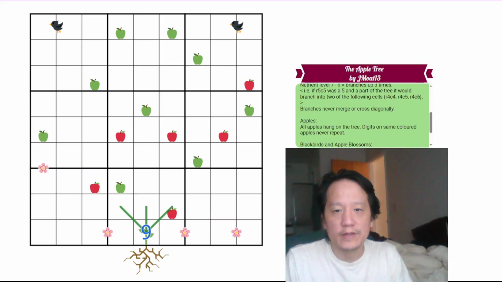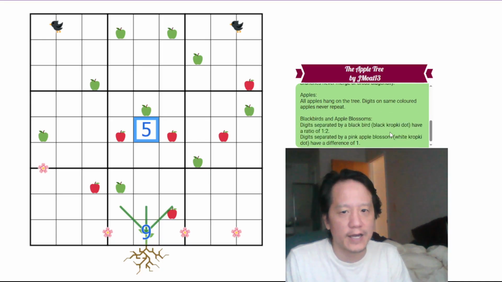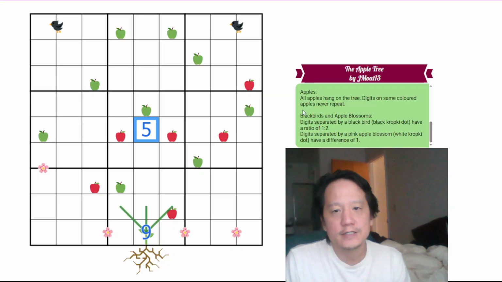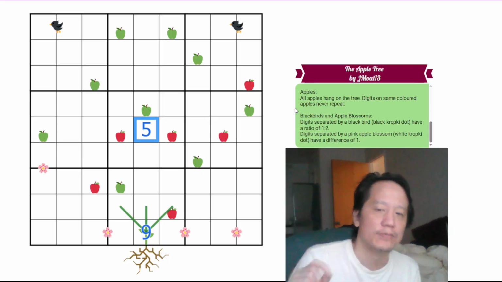So for example, this example is kind of the same. If row 5, column 5 was a 5, and a part of the tree, it would branch into 2 of the following cells. Row 4, column 4, row 4, column 5, or row 4, column 6. And branches never merge or cross diagonally, so that's similar. All apples hang on the tree. Digits on same colored apples never repeat.